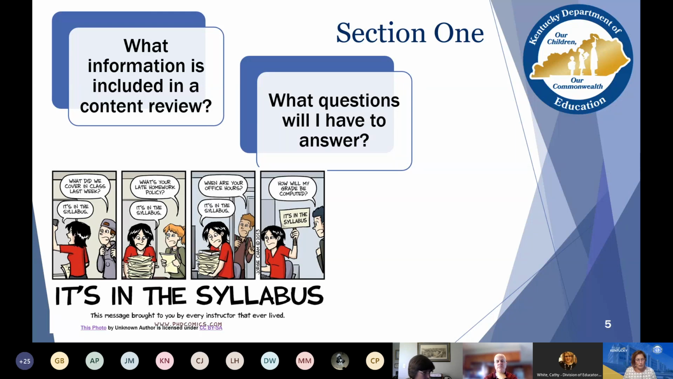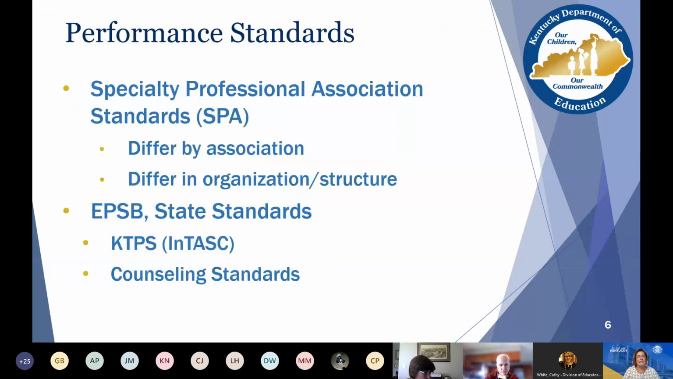So we're going to move into the whole issue of SPA standards and what we're looking at. The key responsibility of content reviewers is their knowledge of the specialty content standards. So we call those SPA, the Specialty Professional Association Standards. This is why we have you, because you represent a wide variety of experts in different content areas. These standards are developed by the national associations for the most part. The specialty standards or the SPA standards are the guidance documents for the knowledge and skills to be demonstrated in each of the content program areas.